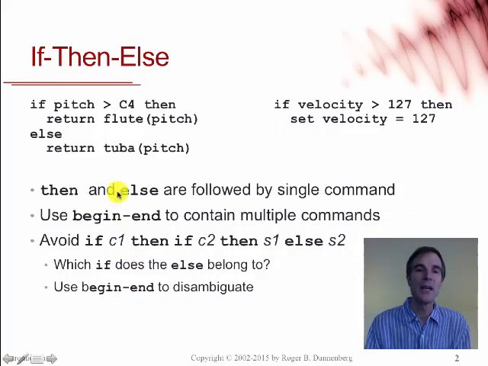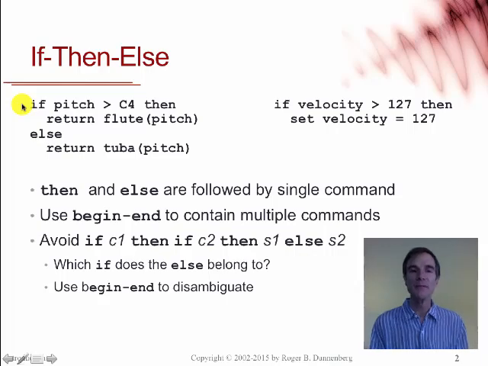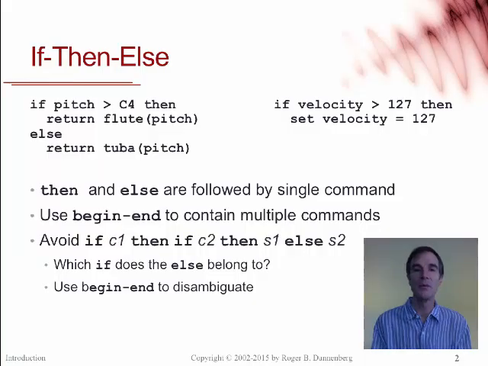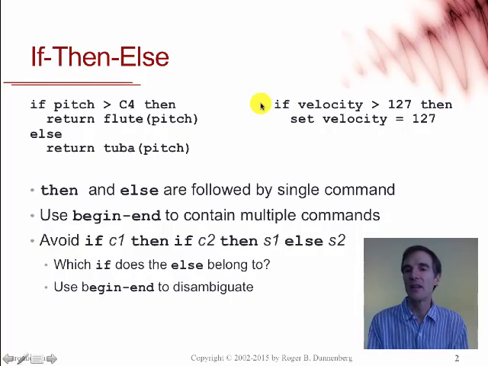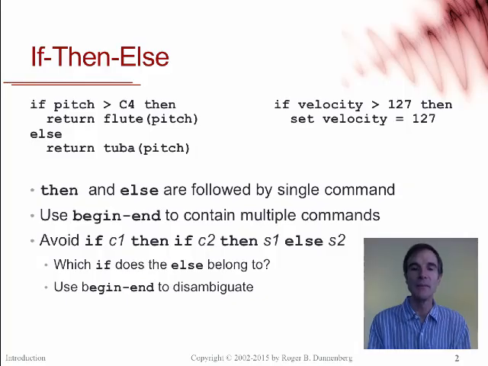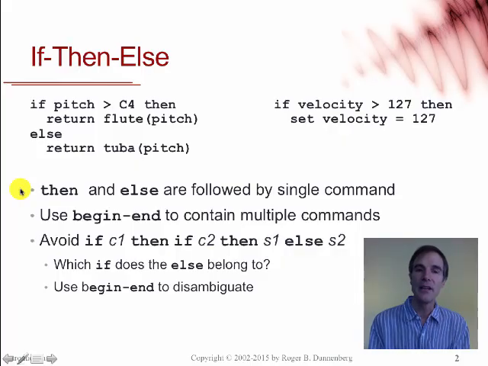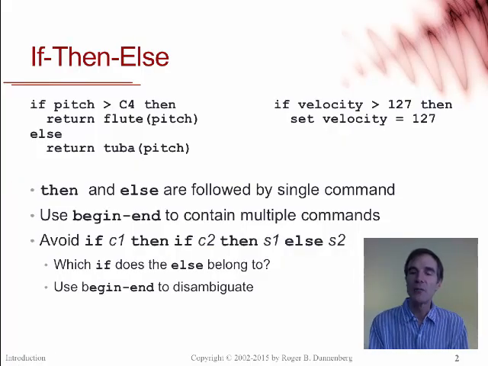Examples here are: if pitch is greater than C4, then return flute of pitch, and otherwise return tuba of pitch. Here's another one. If velocity is greater than 127, then set velocity to 127. So in SAL, the then and else keywords are followed by single commands. If you need to do multiple commands, use the begin-end construct to contain multiple commands.